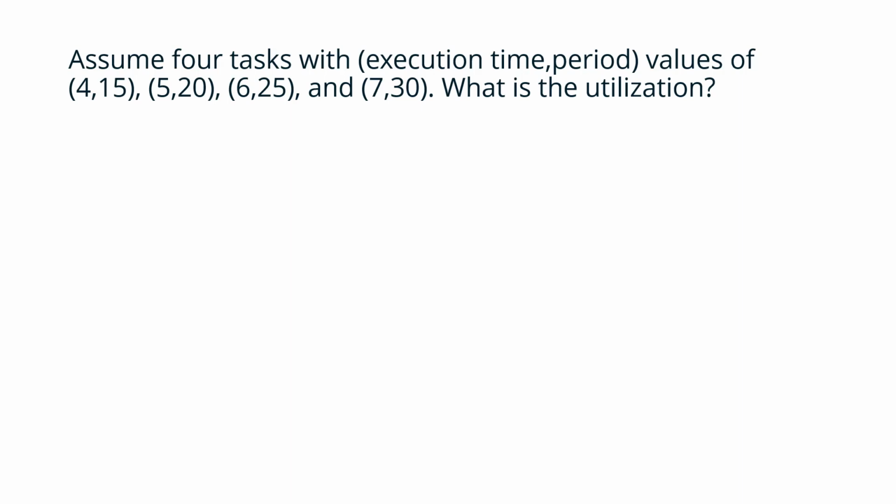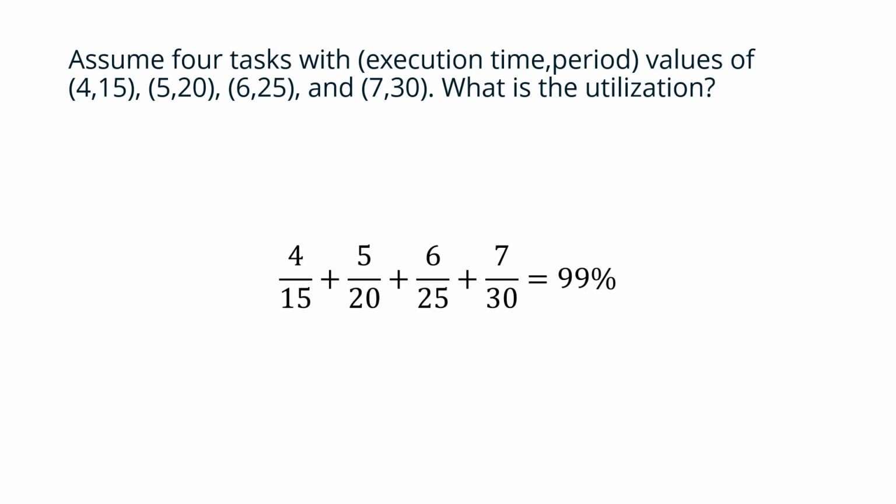Anyway, assume 4 tasks with execution time and period values of 4/15, 5/20, 6/25, 7/30. I didn't give the units, but I assume those are like milliseconds, something like that. What's the utilization? Well, you just add up the fractions there. Turns out that would be a 99% utilization to put those 4. That would be tough.